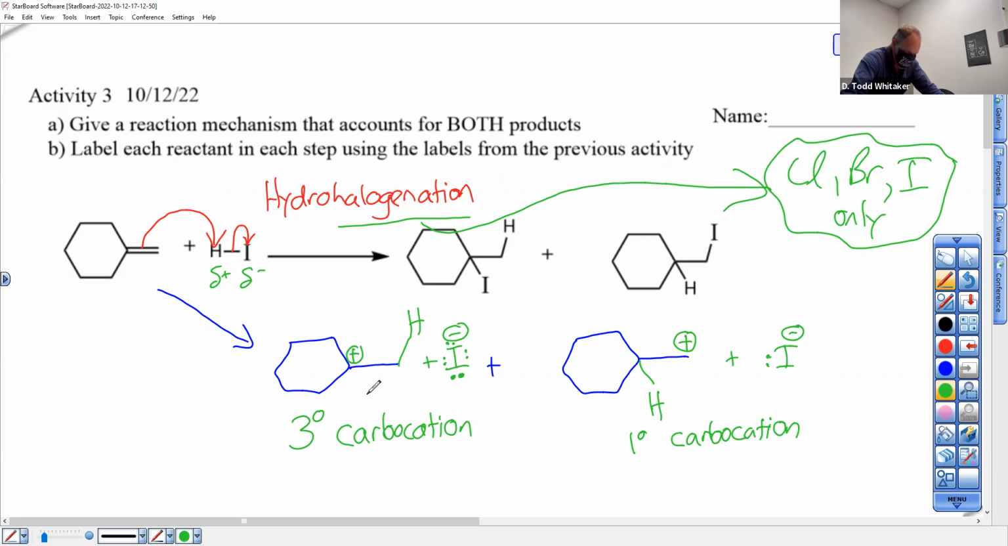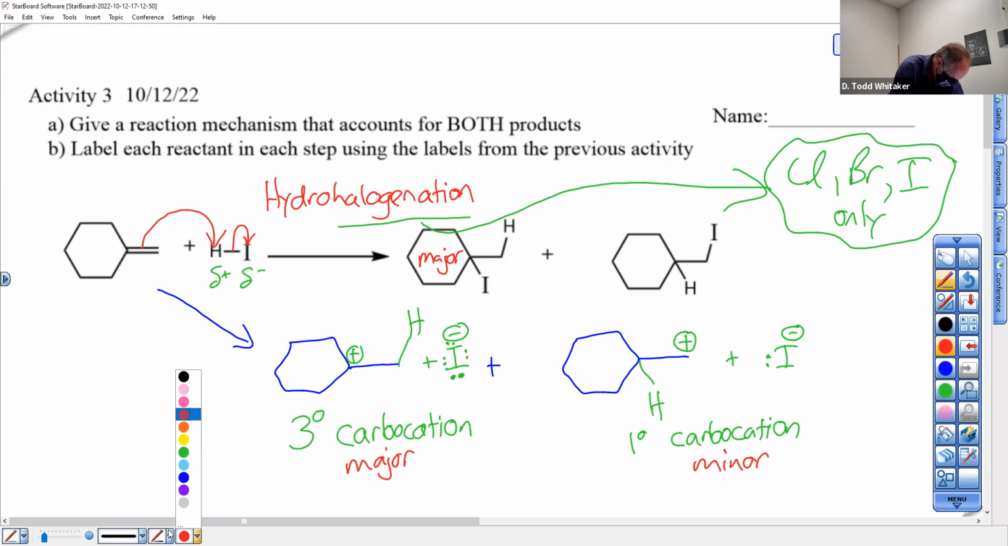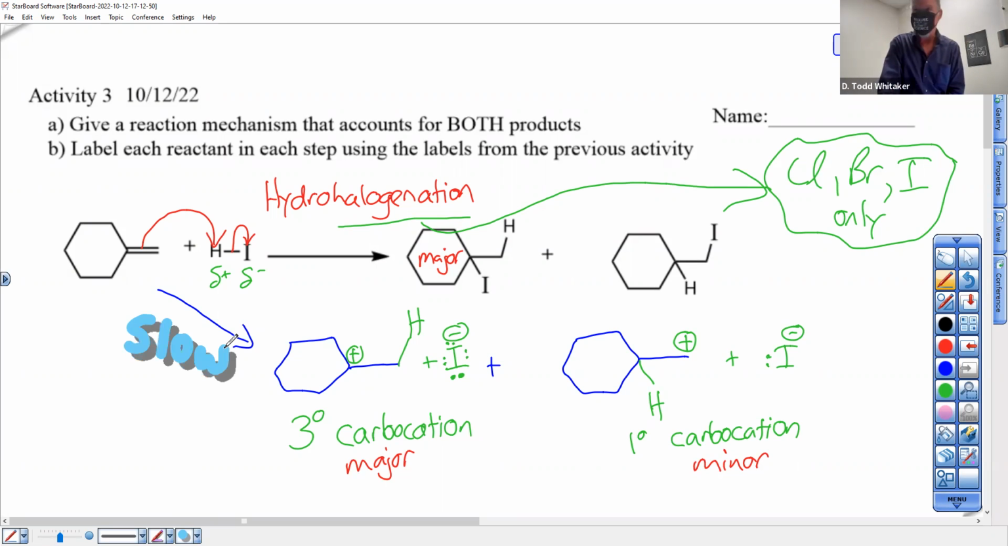Okay, so what do we got? Tertiary carbocation, primary carbocation, and which one did I say is more stable? Tertiary. That means you make more of it. In the same amount of time, you're going to make more of these, and therefore, you're going to make more of these, because that's the one that comes from this one. That's where you decided major and minor. In this first step, which is really slow, it's a slow step because you're making unstable species.